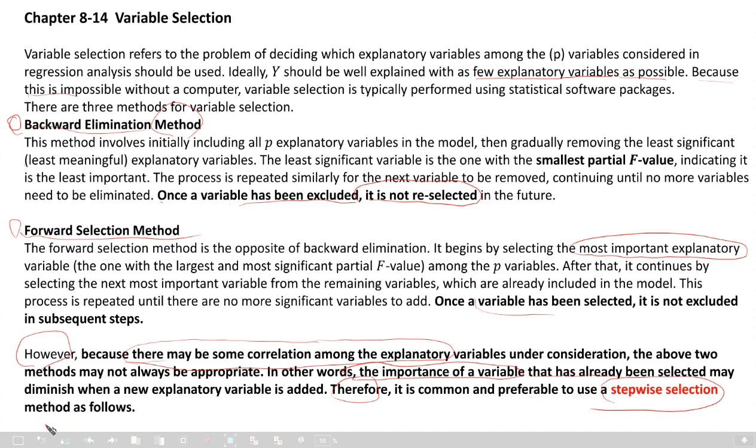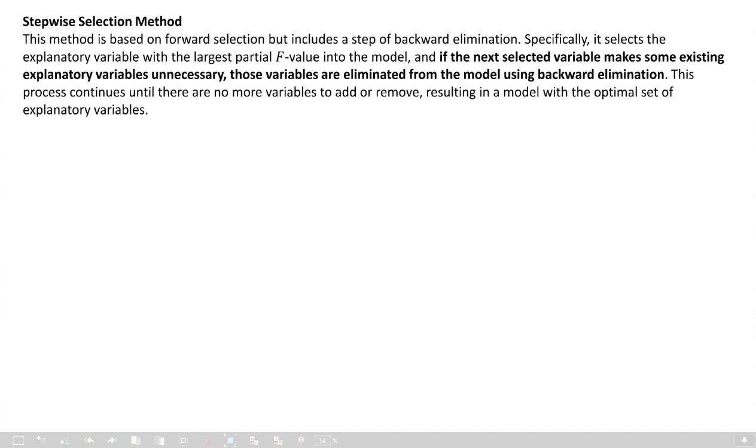Okay, so if you understand these two logics, then you may see that the stepwise selection method is the best. So you may just take this method in order to do variable selection among your explanatory variables. This method is based on forward selection, but includes a step of backward elimination. It is somewhat complicated, but the computer package will work.